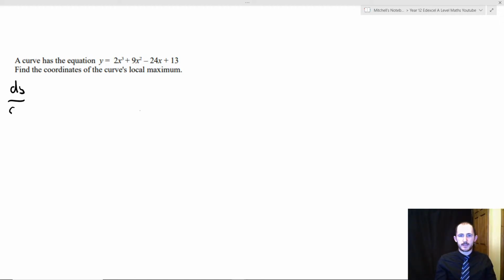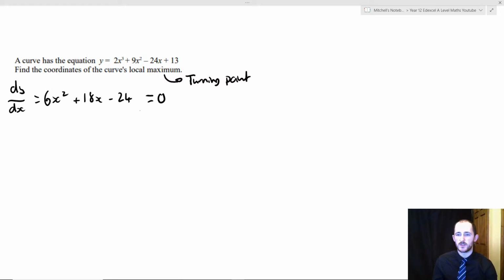First of all, dy by dx, as usual, would be 6x squared, because again, 2 times 3 and then x, plus 18x minus 24. That bit should be pretty fine. Now, this is a local maximum, so that is a turning point. If it's a turning point, then we're looking for the values where this is equal to 0. I can use the quadratic formula or factorization to work it out. I'd recommend the quadratic formula. I'll show you the two values of x you're going to get.